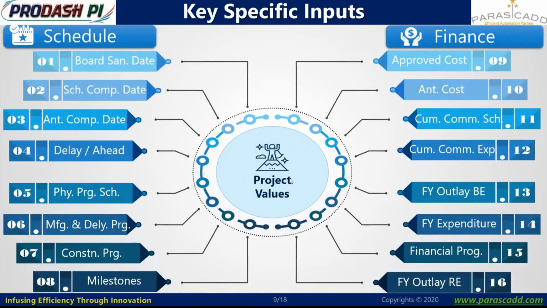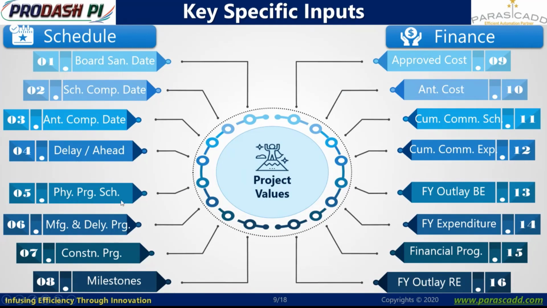So what are the key specific inputs on the physical scheduling side? Let's see here. As we are talking about the project, the project will have board sanction dates, project zero dates, overall schedule completion dates, and anticipated completion dates. If the project is delayed or ahead, what is the duration of the delay or lead? All of this progress is captured, let's say, on a monthly basis. So these dates are monitored, and this duration is monitored.